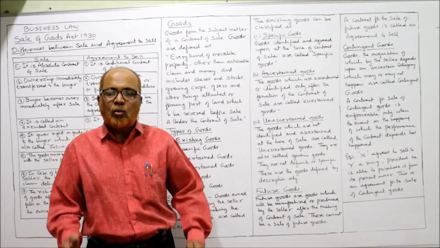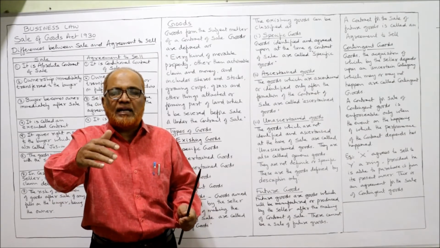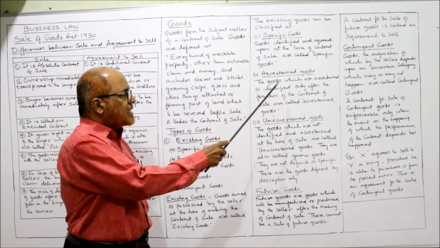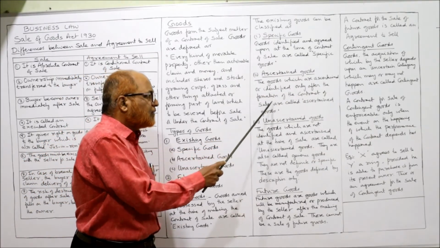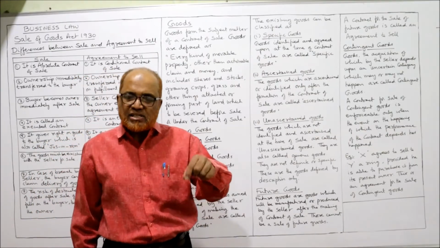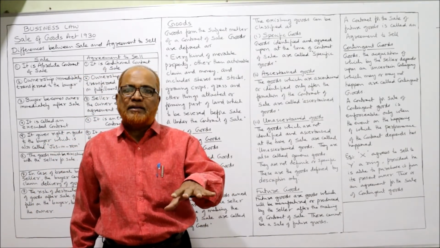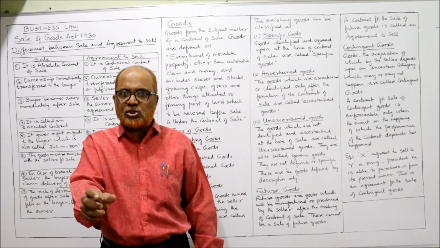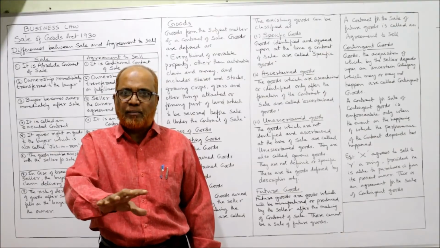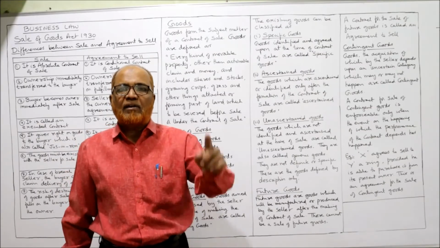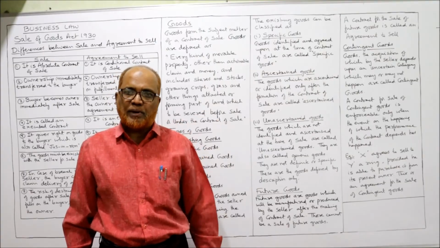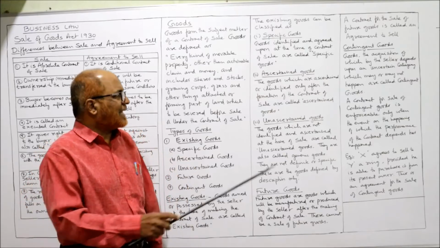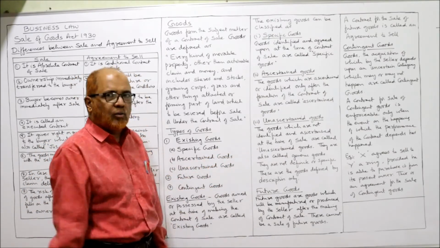Next is ascertained goods. Ascertained goods means the goods are not identified, but will be identified after making the contract. The goods which are ascertained or identified only after formation of the contract. First, the contract is formed. Mr. A goes to the shop. I want to buy a television. The television cost is so and so. Okay, decided, I want to purchase it. The agreement is over. After that, they identify that this is the television I want to purchase. So from the mass of goods, the item is selected. So they are called ascertained goods.